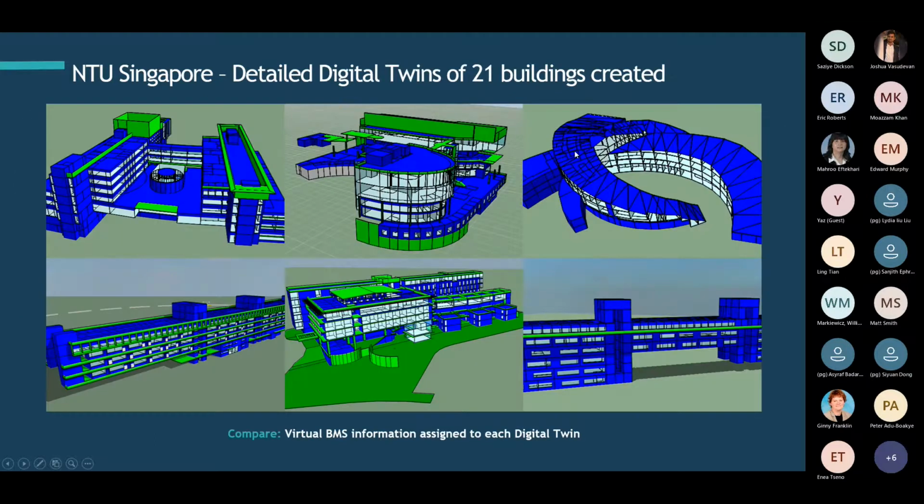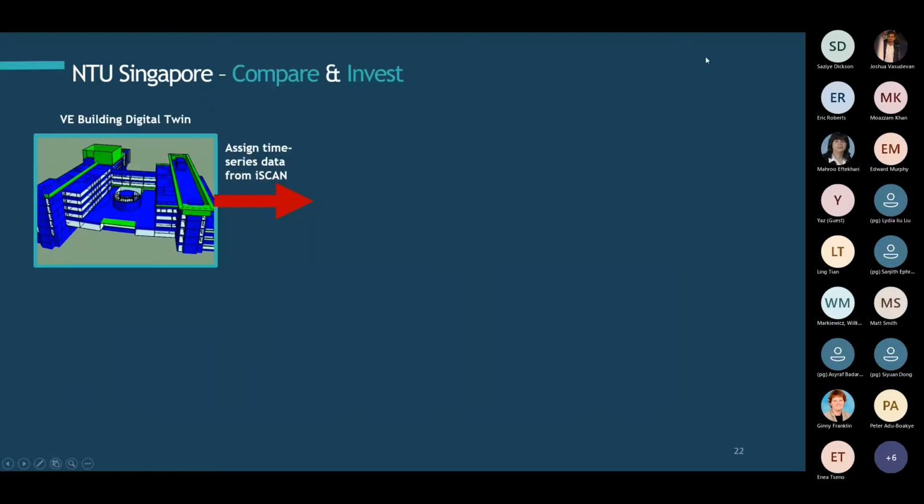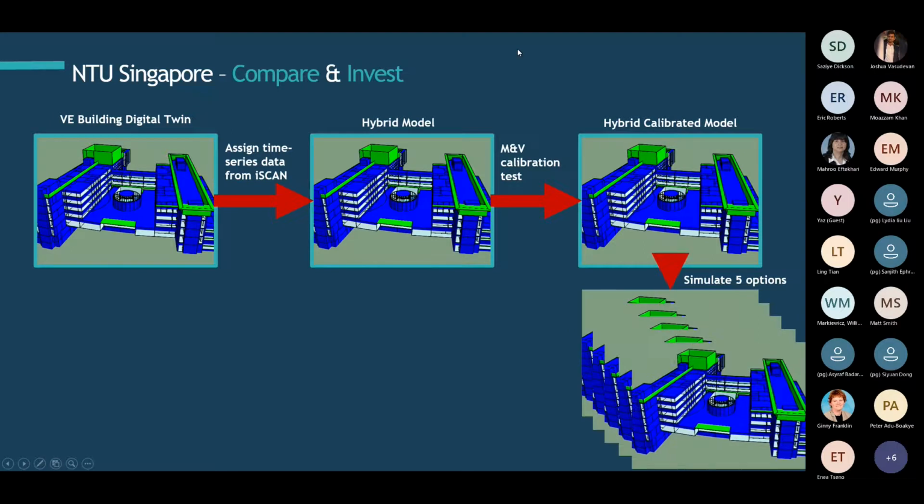And then the next stage was to build individual building digital twins. So 21 buildings were created, and that was using our virtual environment tool. So again, we've done the high level one, and then we're now deep diving into the buildings room by room. And then the virtual BMS information was assigned to each digital twin. So the real data is assigned to the virtual model, and then they become digital twins, or calibrated digital twins. And this is just describing the process here.